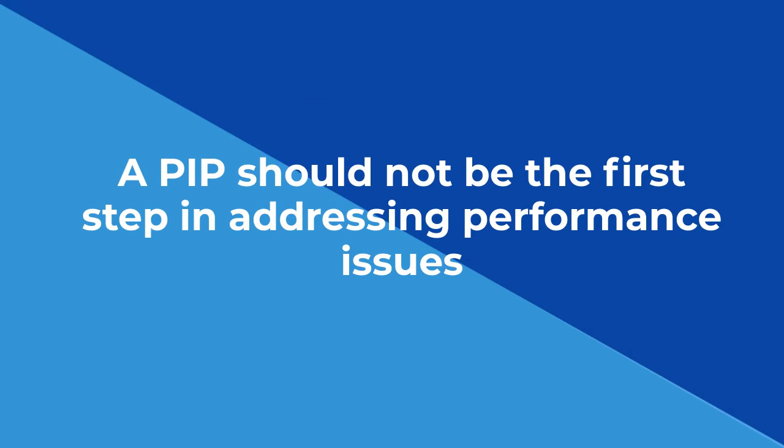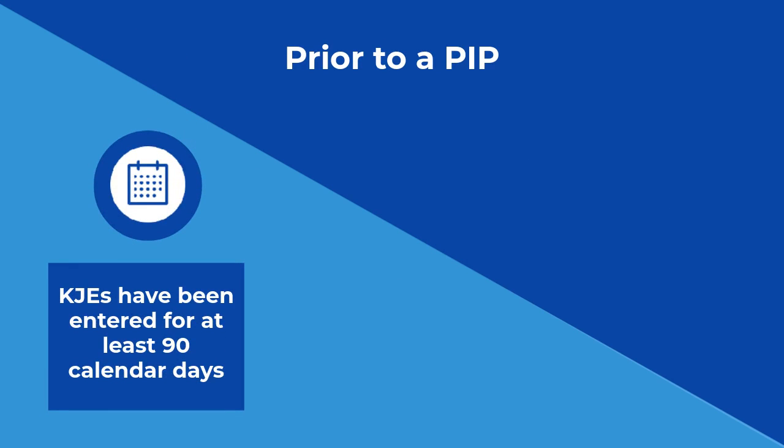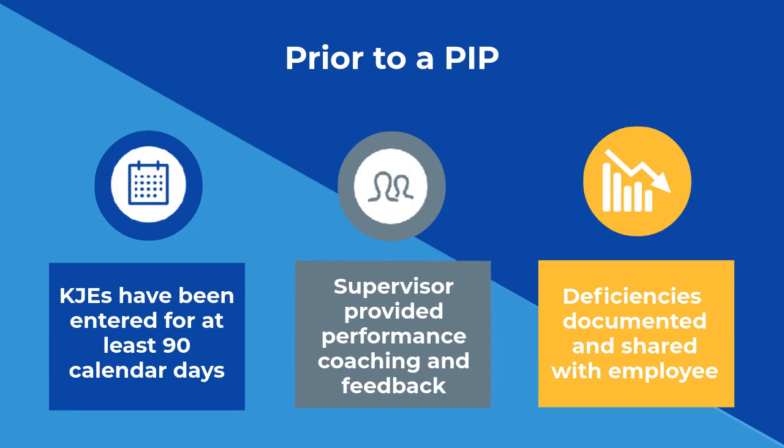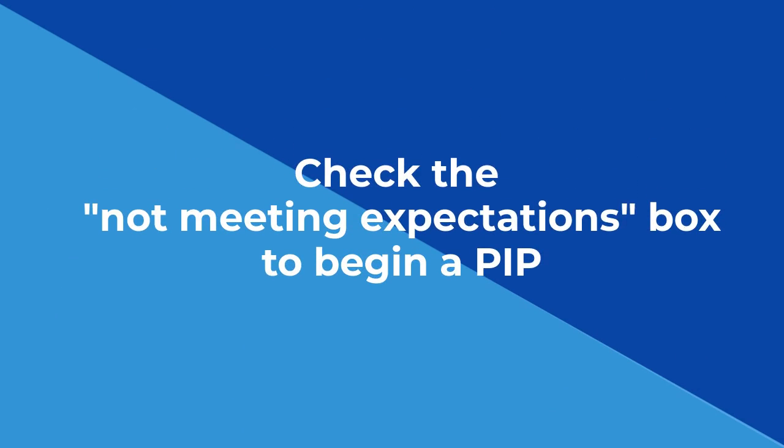As covered in the previous video on early identification and intervention, a PIP should not be the first step in addressing performance issues. Prior to a PIP, a supervisor must have established key job expectations, or KJEs, and have had them entered in the Performance Appraisal System, or PAS, for at least 90 calendar days, provided performance coaching and feedback to the employee, and documented and shared the performance deficiencies with the employee. Begin a PIP by checking the Not Meeting Expectations box in the performance summary, which can be done at any time.